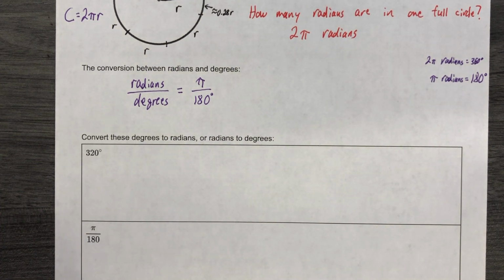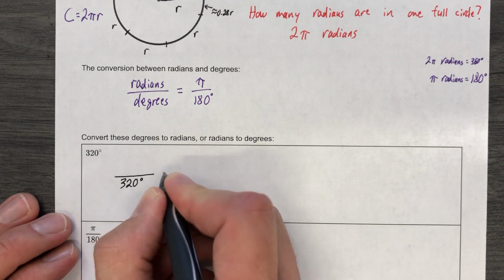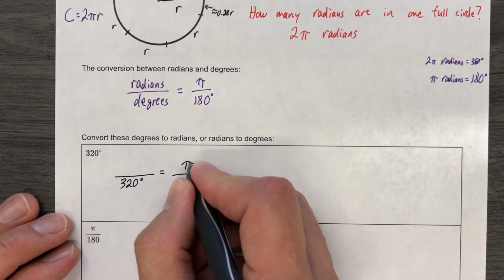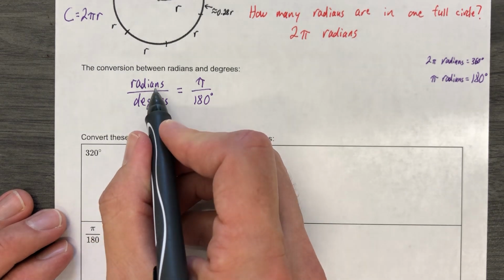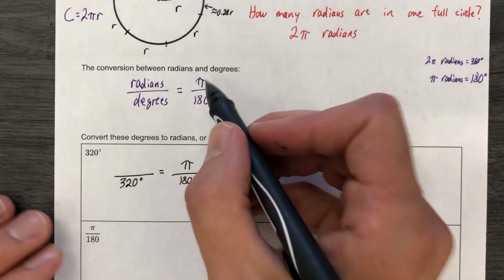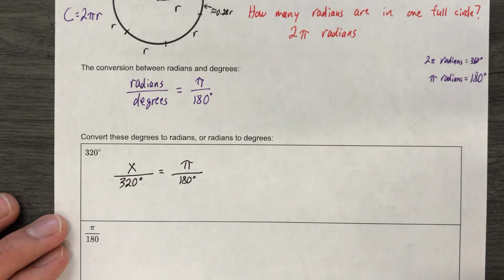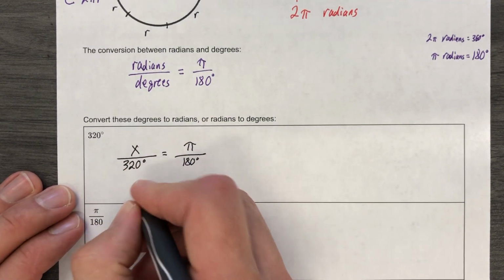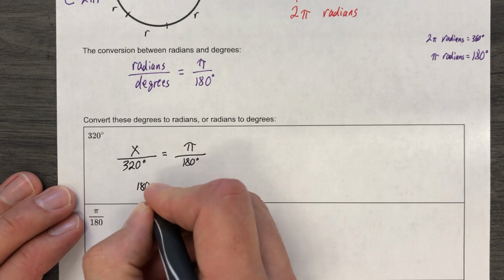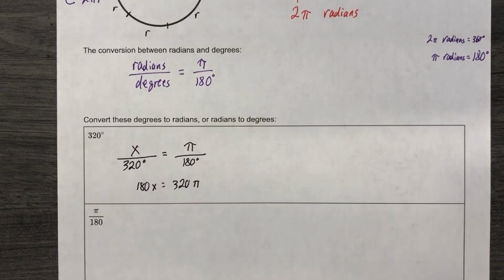Let's switch colors. Let's use black. I do have 320 degrees, and it's equal to pi over 180 degrees, and I don't know how many radians it is. I'm just going to fill in everything I know here. I'll always know this side, and I will know one of the things on this side, and we're just simply going to cross multiply. It's really going to be this easy. So cross multiplying, 180x equals 320 pi, and I did take the degree symbols off.